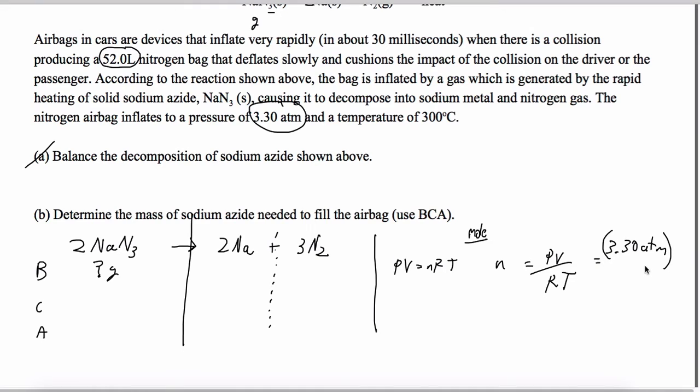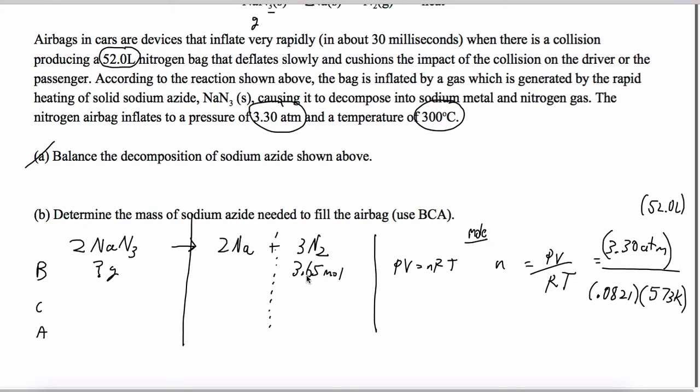3.30 atm filled to 52.0 liters. So I'm going to multiply that by 52.0 liters. I'm going to divide that by the ideal gas constant, 0.0821. And I'm going to multiply it by my temperature, which is going to be 273 plus 300. So that's going to be 573 Kelvin. When you do that out, that's going to give you the moles of nitrogen gas, which looks like it's 3.65. So 3.65 moles of nitrogen gas.